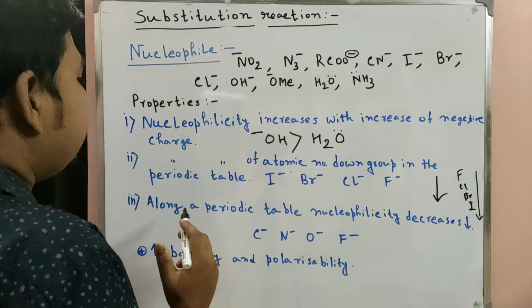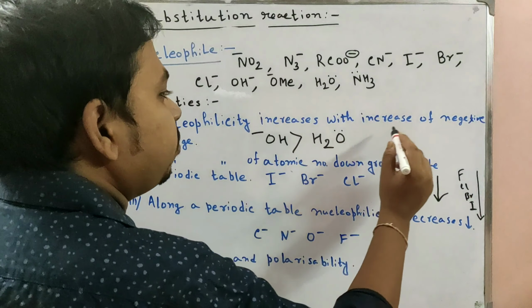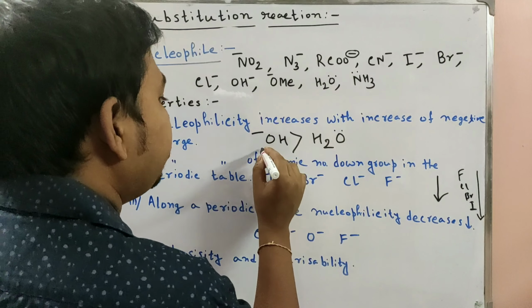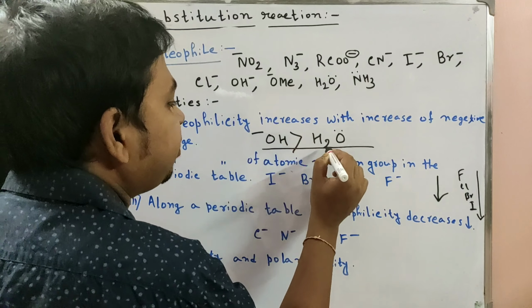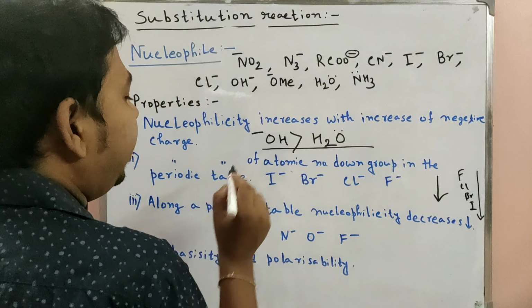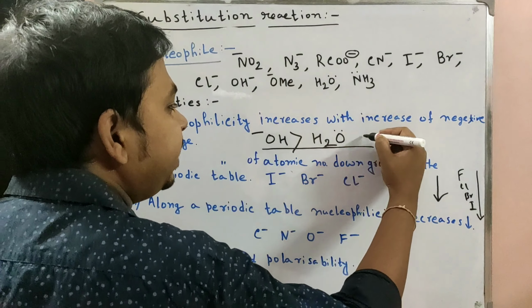So here the property is that nucleophilicity increases with increase of negative charge. In that case OH minus is a good nucleophile as compared to water. So here the negative charge increases, so nucleophilicity increases.